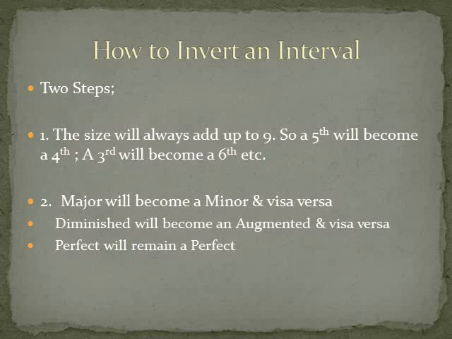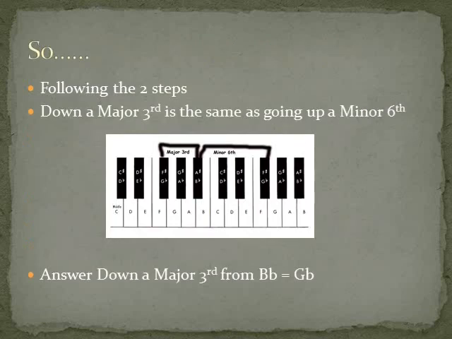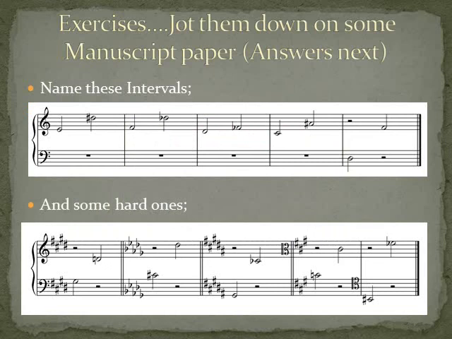If it's a major, that will then become a minor. So if you're down a major third, that's up a minor sixth. If you're down a major second, you'll be up a minor seventh. And a major will become a minor, vice versa, and diminished will become an augmented and vice versa. And a perfect will remain a perfect. So following the 2 steps, down a major third is the same as going up a minor sixth. Major becomes minor and vice versa, and they always add up to 9. So the answer down a major third from B flat is G flat. That's exactly the same as going down a major third or up a minor sixth will give you the same key note.